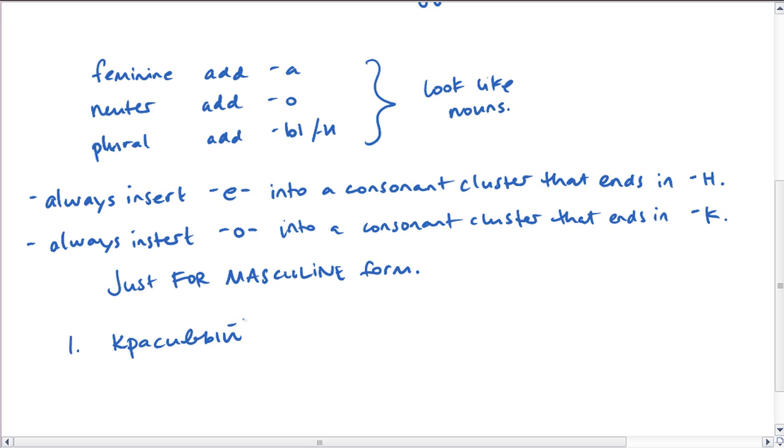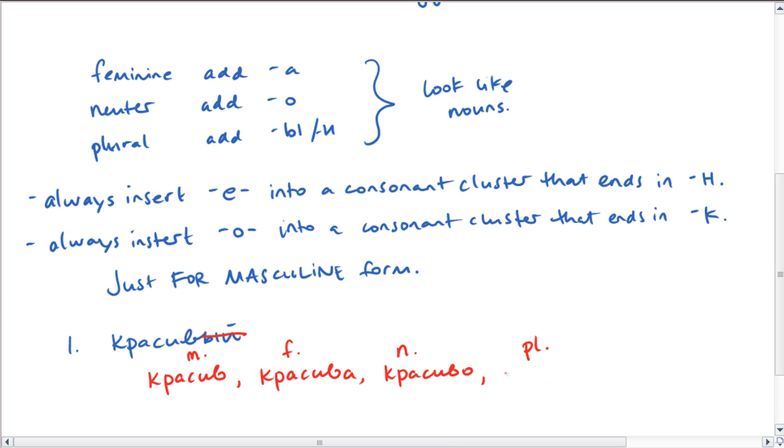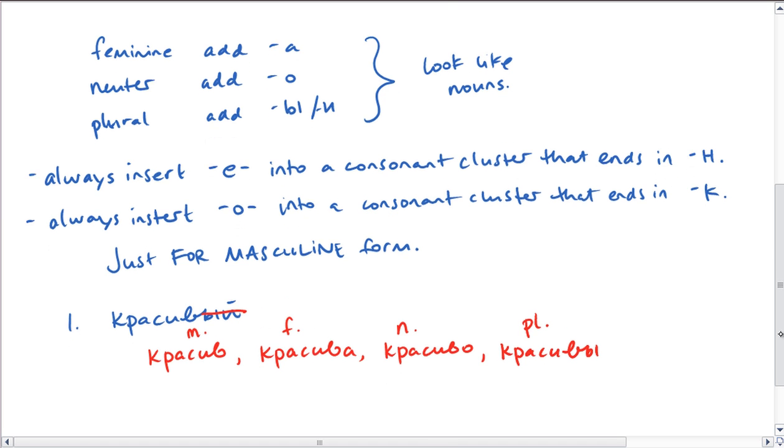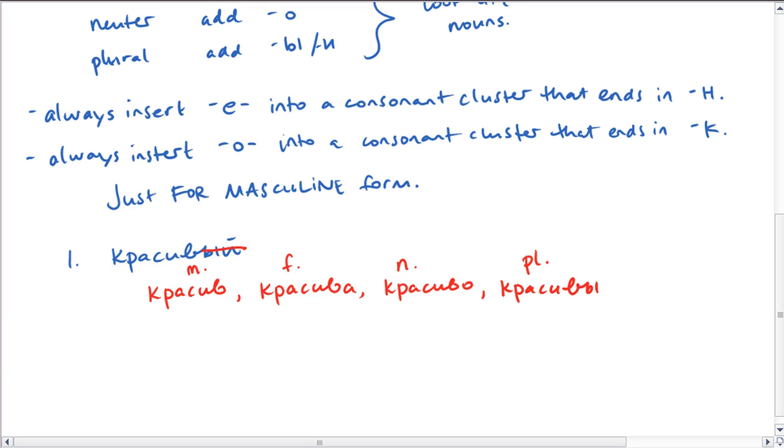Красивый. Right, beautiful. So we're going to get rid of the ending, and we'll be left with красив. Right, and then that's the masculine, and if we want the feminine, we add an а: красива. Neuter, we add an о: красиво. And plural, we add ы: красивы. So that one's pretty straightforward.